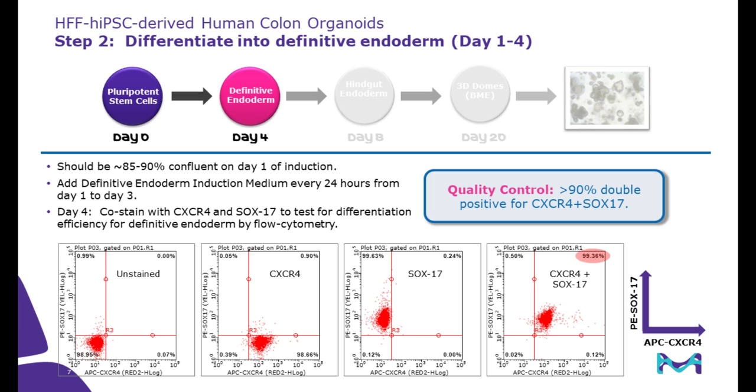If for some reason the percent purity of CXCR4 plus SOX17 double positive is below 90%, then the possible causes are that your starting iPS cells are not of high quality. We recommend checking for pluripotency markers OCT4, TRA-1-60, and SSEA-4. Also make sure that your iPS cells are pure and undifferentiated before initiating differentiation. Also, your iPS cells on day 1 may be either too sparse or too confluent. Make sure your iPS cells are completely dissociated into single cells before counting, because clumps can affect accuracy in cell count.